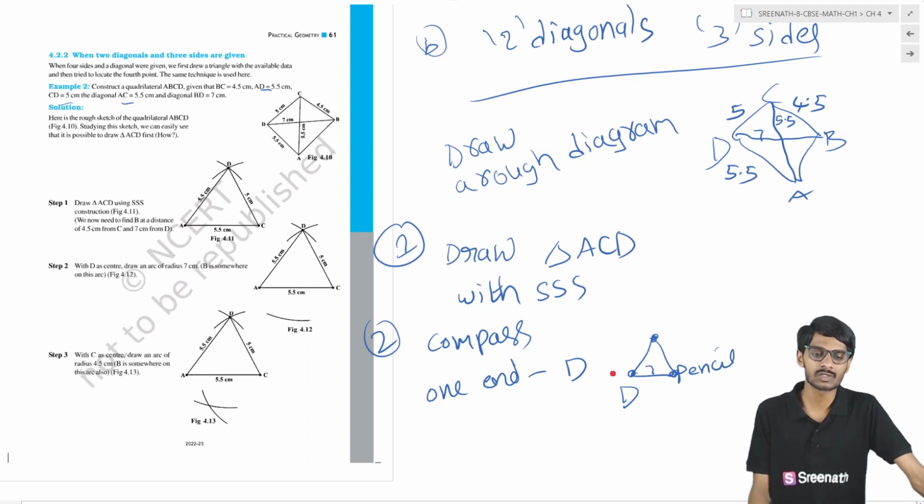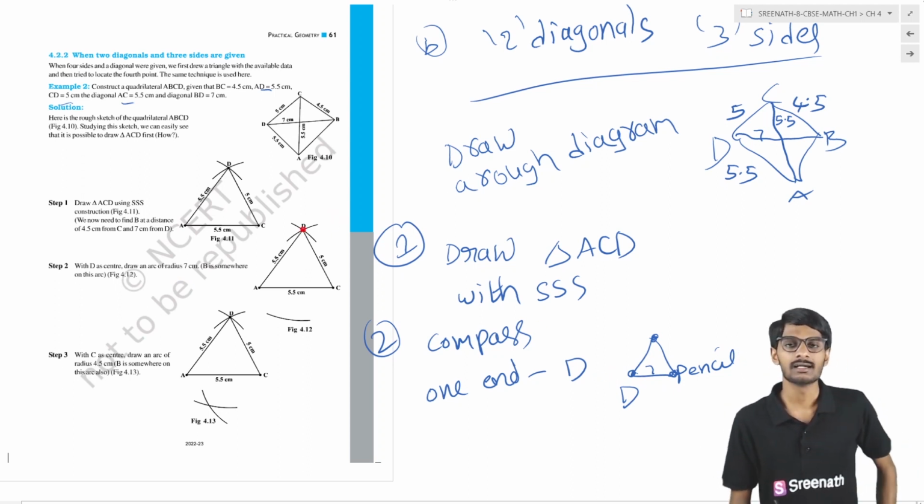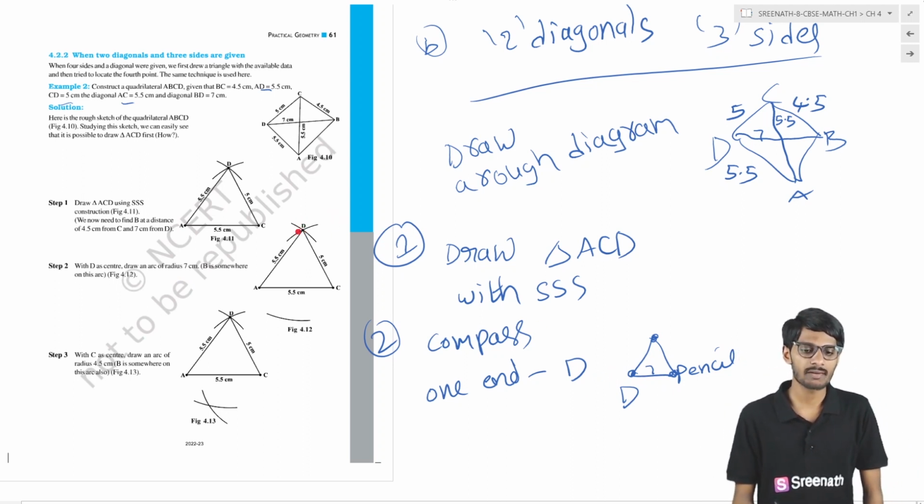Why 7 centimeters? Now we are targeting D and our aim is to draw from D. We put one end, the metal end, at D, and from that end we are going to draw an arc. The length of the arc is 7 centimeters, students. So take one end of the compass at D and draw an arc of length 7 centimeters.